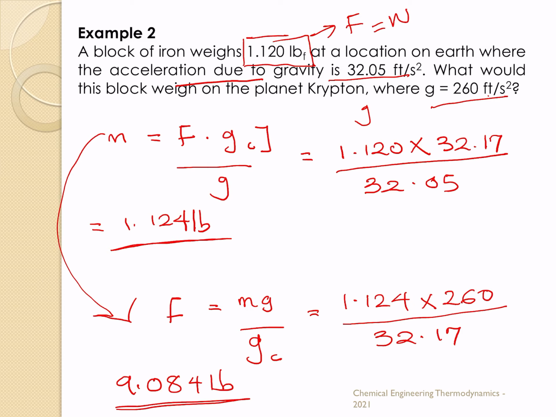I think what this is also telling us is that the gravitational pull varies from one planet to the other. We could see for this particular one that it is higher. If it's higher, we would expect the weight to be higher. So you could see the weight of the block was lower on Earth than it is on Krypton. So let's move on.